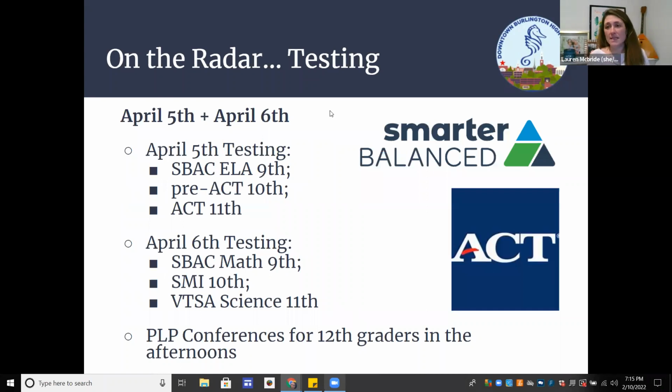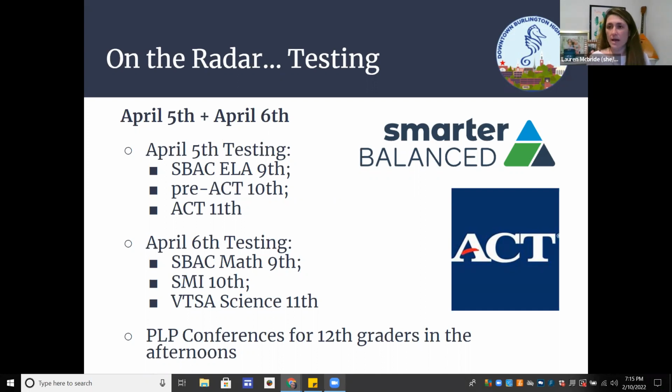Also on the radar, testing. We've changed the way that we're doing our testing this year. And so we wanted to put this out there and have this on everyone's radar. There will be more communication coming out about this in the coming weeks.